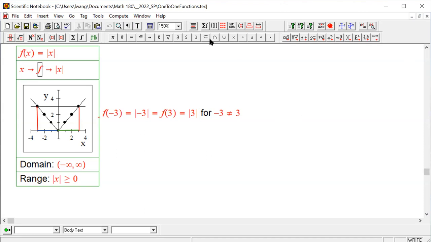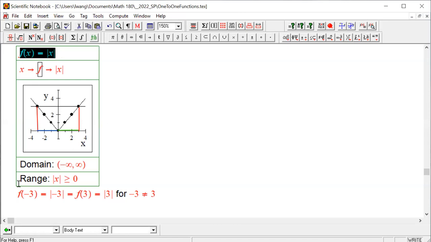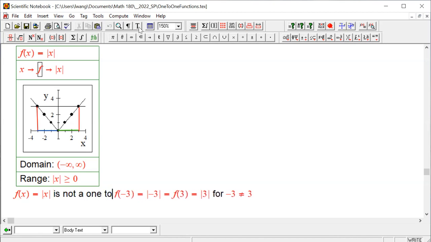Okay, so you can say this function is not a one-to-one function because -3 is not the same as 3, but the output is the same. You can also remove these two words. You can just do this too.